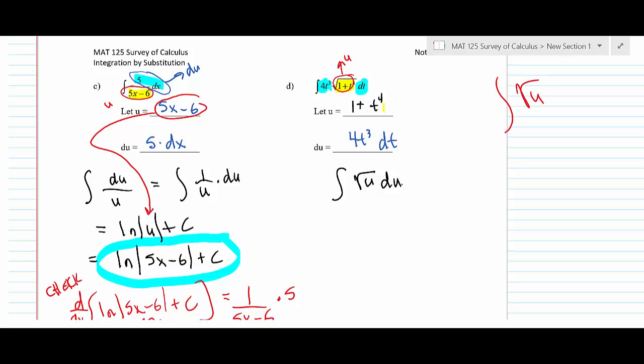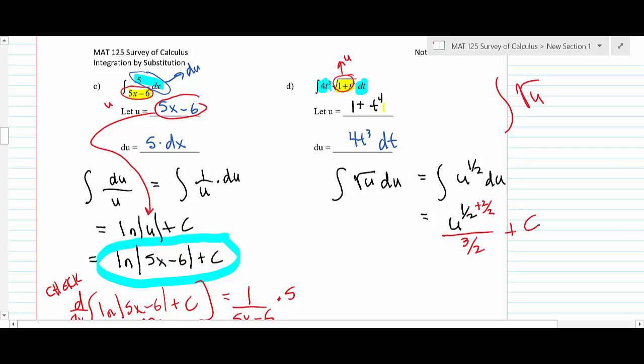How do you do that integral? u to the 1/2, right? Then you want to do the power rule, so that's u to the 1/2 du. When we do that, that's going to be u to the 1/2, you add 1 to it, then you divide by the result. That's the power rule. What are you going to do with the 3/2? 2/3. Dividing by a fraction is multiplying by the reciprocal, so that's 2/3 u to the 3/2 plus c.